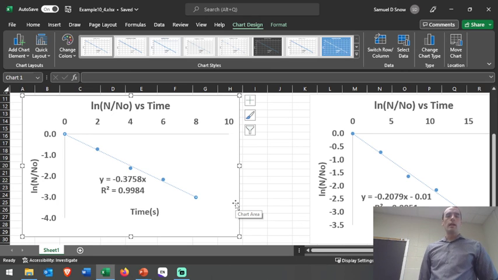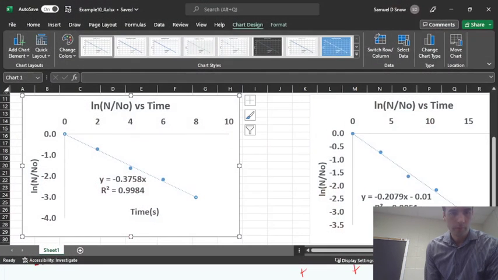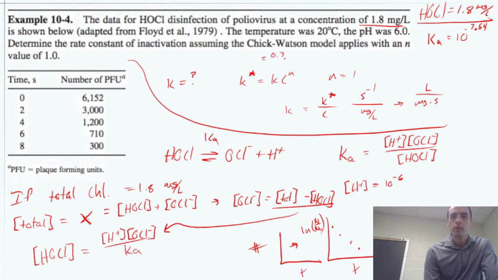Y equals negative 0.3758x. That value is going to be our k star. So we found that k star equals 0.3758, and that's per second.